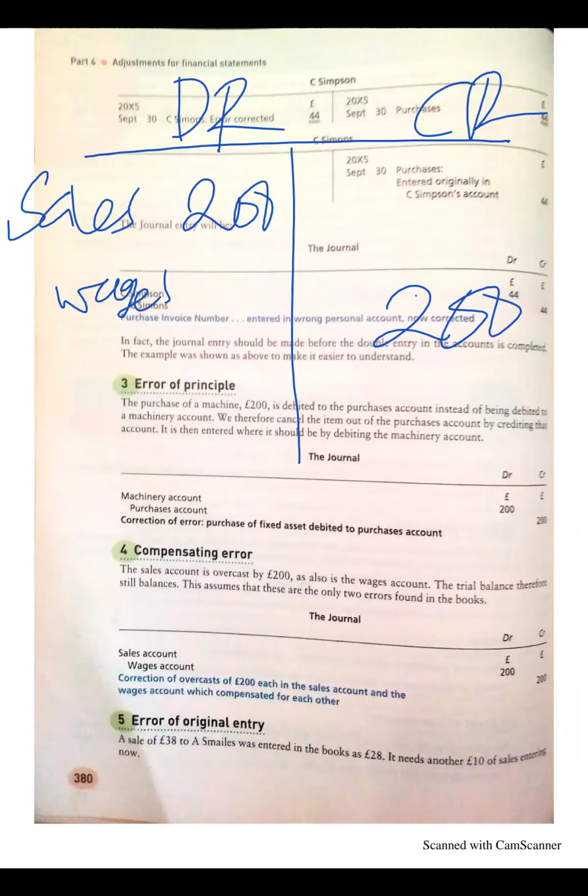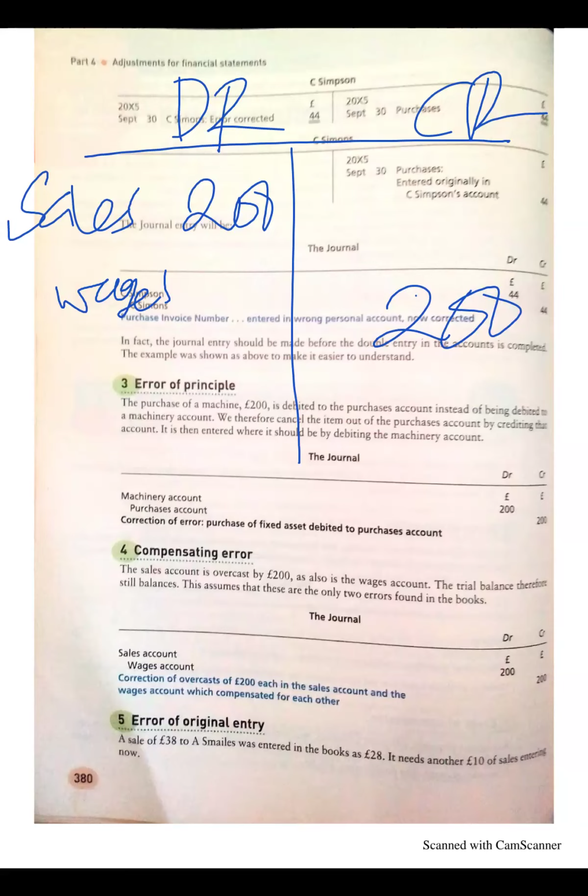Or in other words, you can say correction of overcast of 200 each in the sales account and the wages account, which compensated for each other, is now corrected. This is the correction. So basically, it's just that easy and very straightforward.